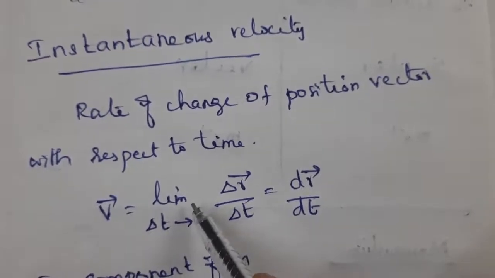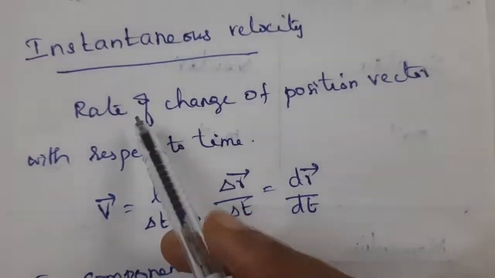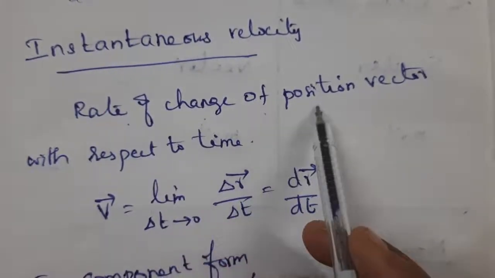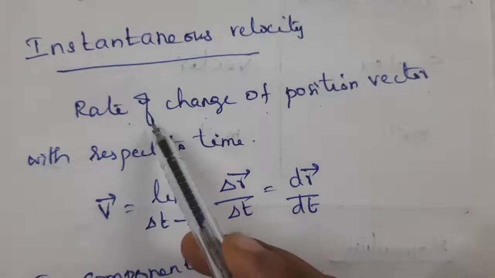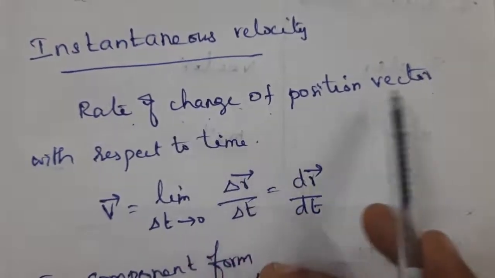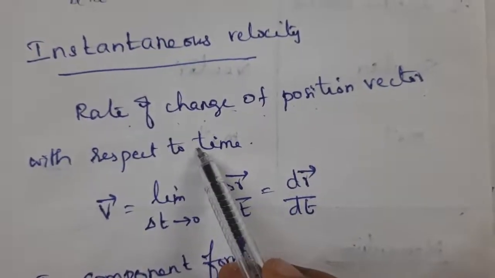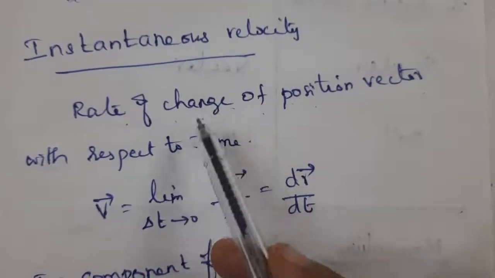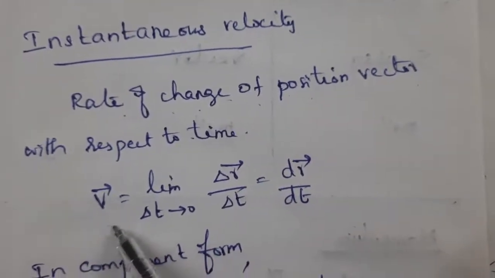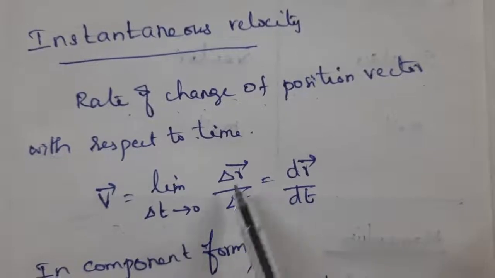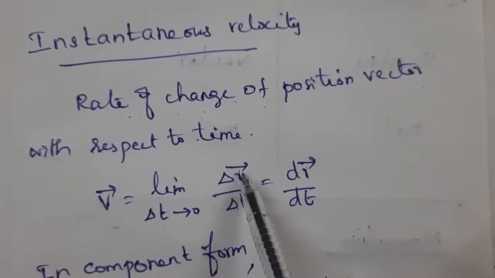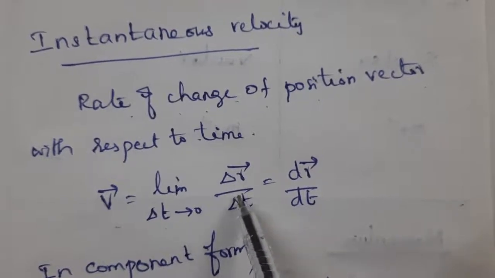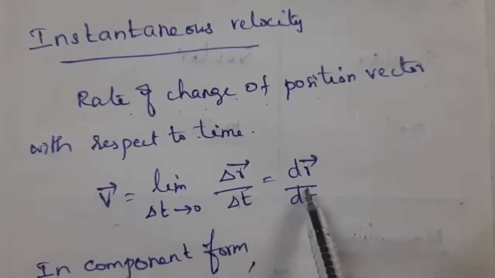Or simply, it is the rate of change of position vector. Velocity is equal to the rate of change of position vector with respect to time. So velocity is a vector quantity. So v vector equals the limit as delta t tends to 0 of delta r by delta t, where r is the position vector. So that is equal to dr by dt.